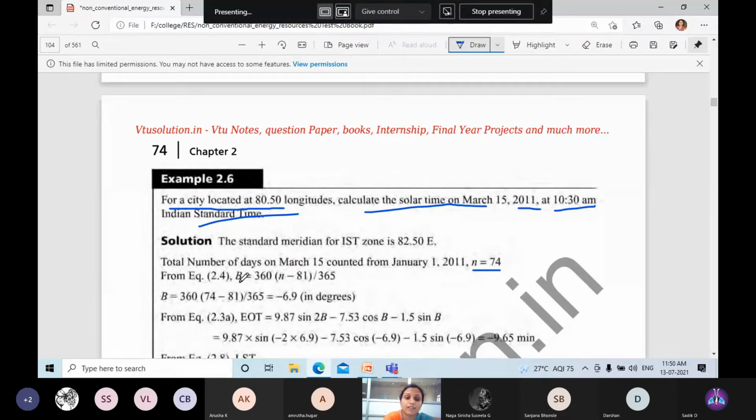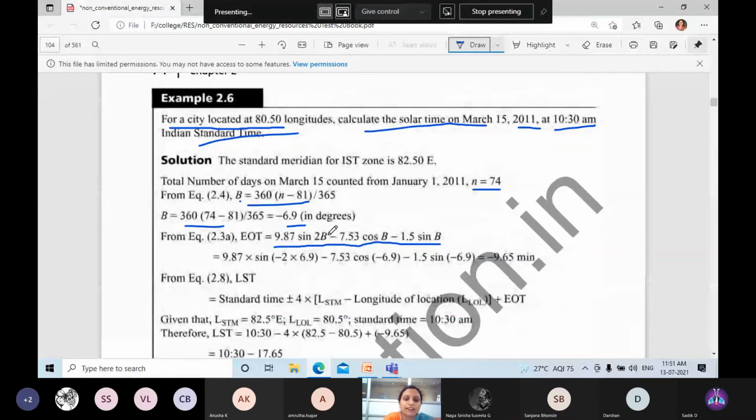What about the equation of time? There is a formula: 9.87 sin 2B minus 7.53 cos B minus 1.5 sin B. B is nothing but 360 times (N minus 81) divided by 365. This is the formula for B. We know that N is 74, so what you will get is minus 6.9 degrees. If we know the value of B, substitute and you will get the value of minus 9.65 minutes.